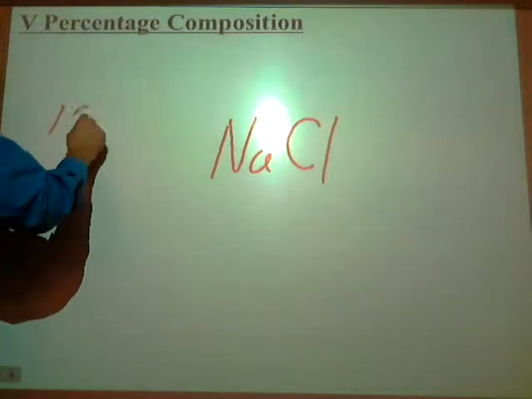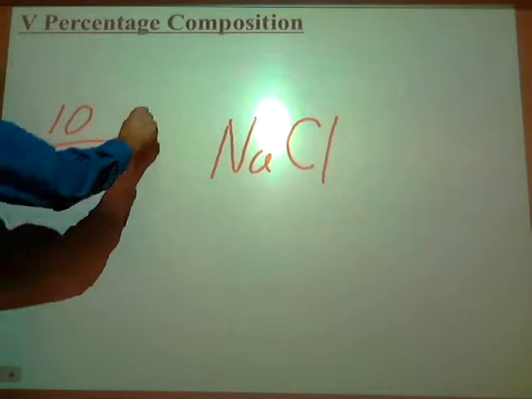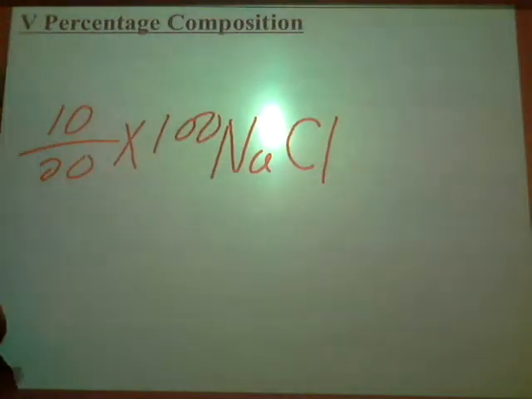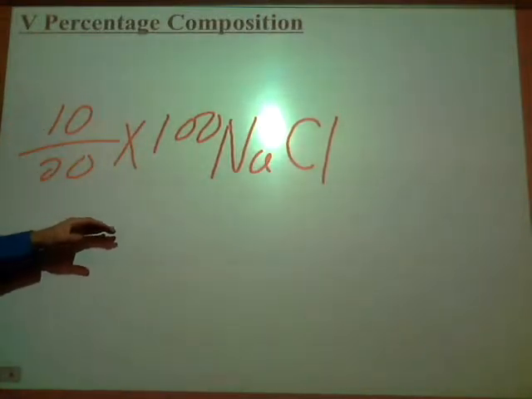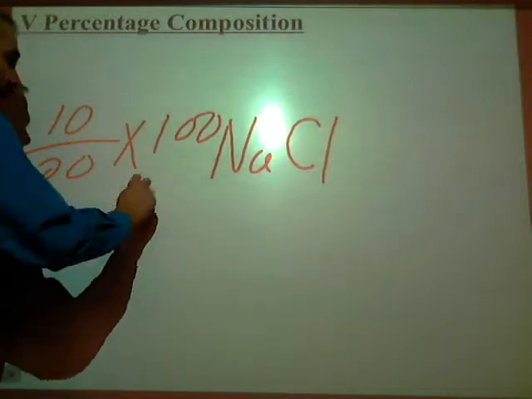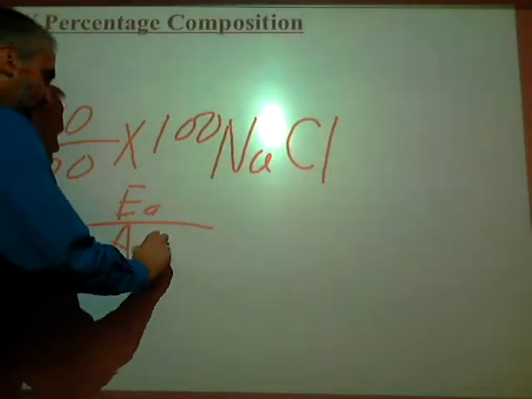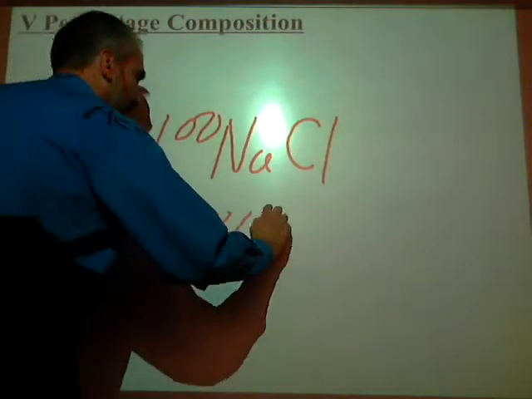Okay? I got 10 questions right. There were 20 questions on the quiz. 10 over 20 times 100. What percentage did you get? 50%. Percent error. Part that's in error, EA, that's the error, over the accepted, that's the whole value, times 100. That's how you get percent.